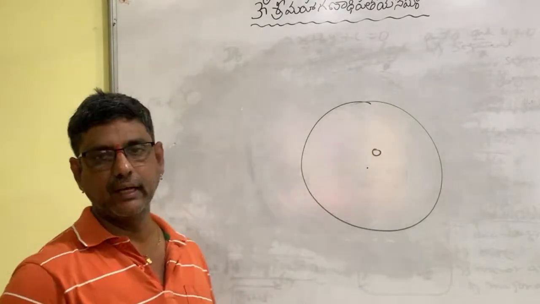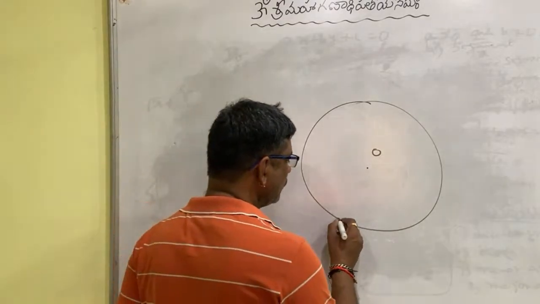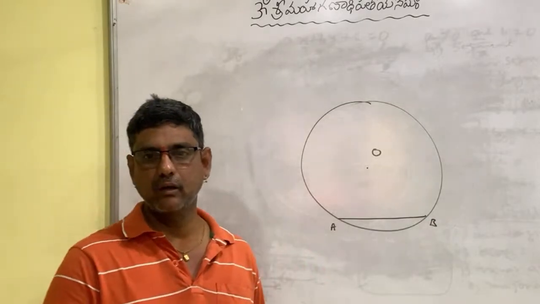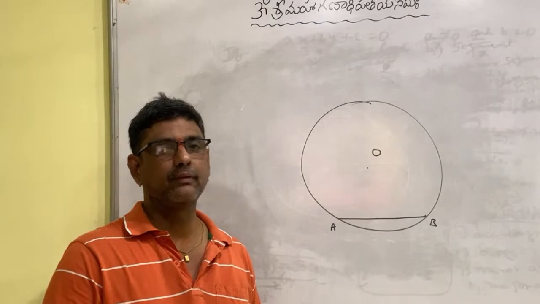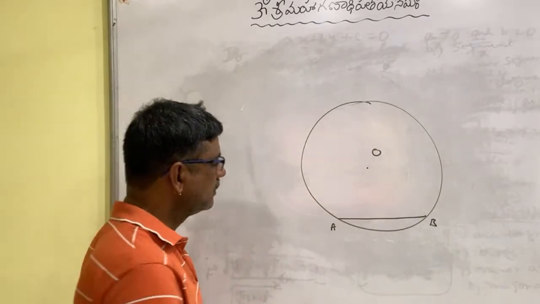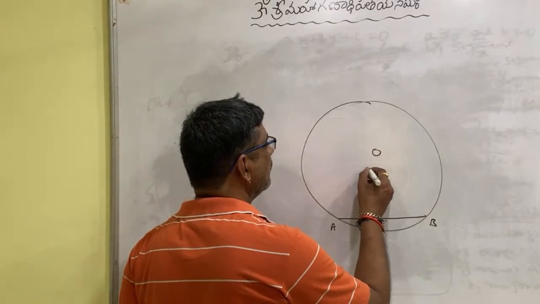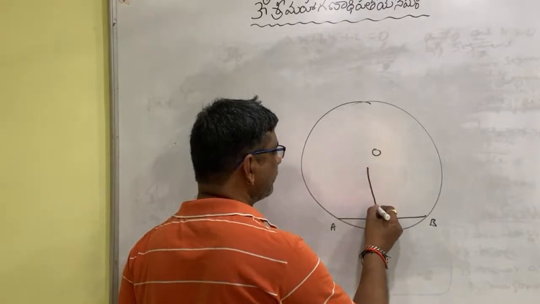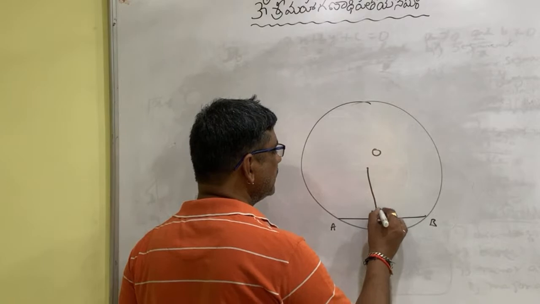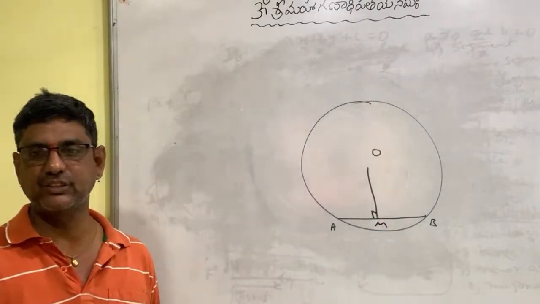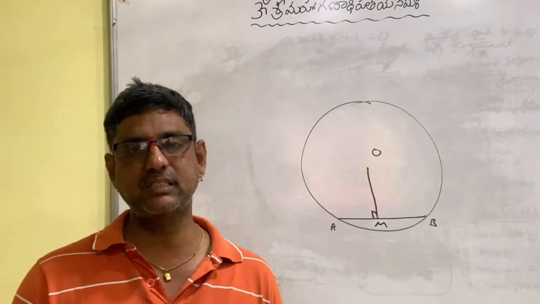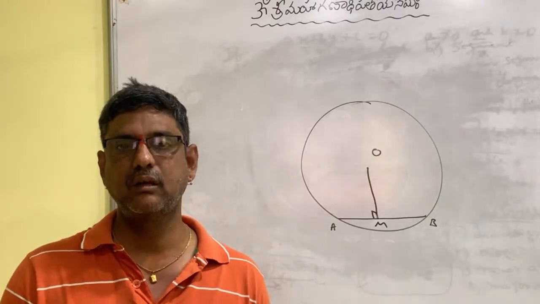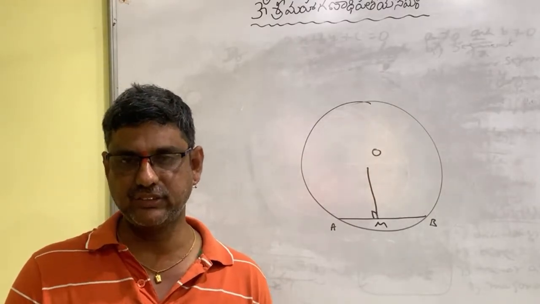Circle, center. We know AB is a chord. The shortest distance from the center to the chord is nothing but the perpendicular distance. Okay, children?